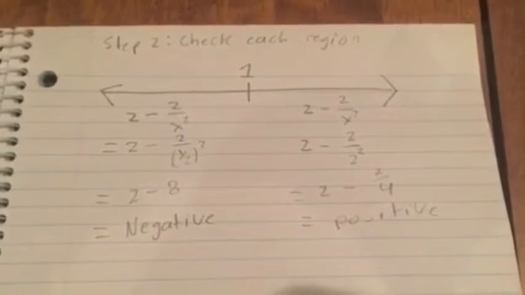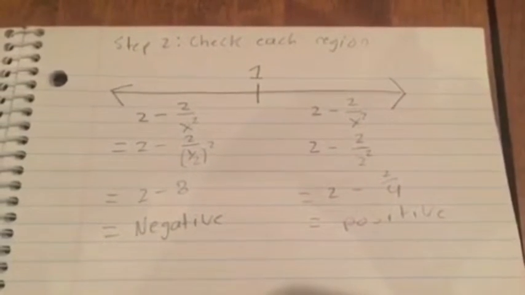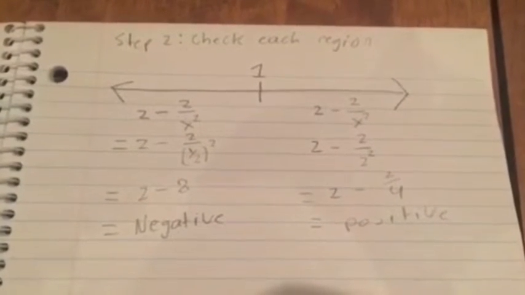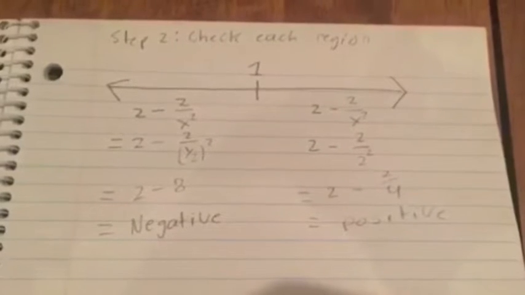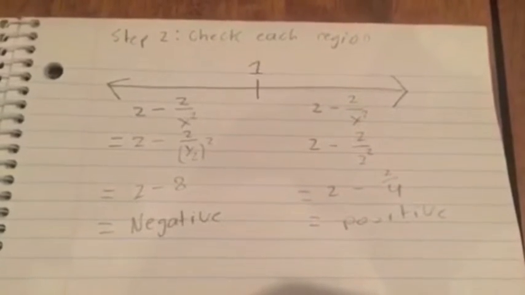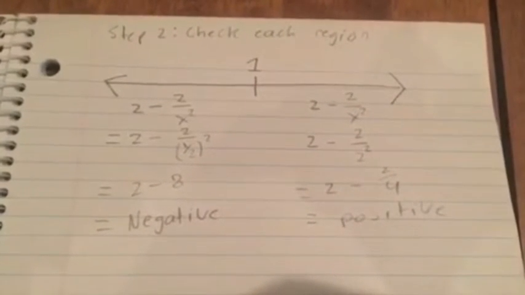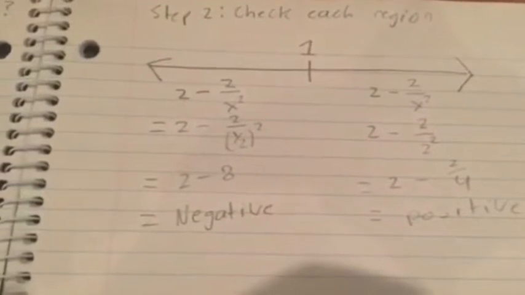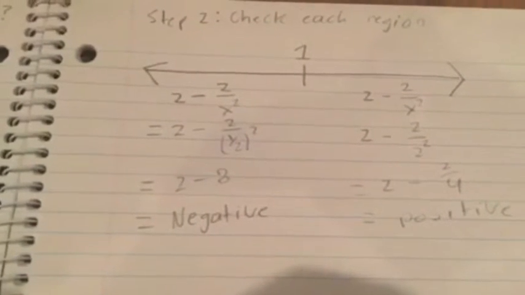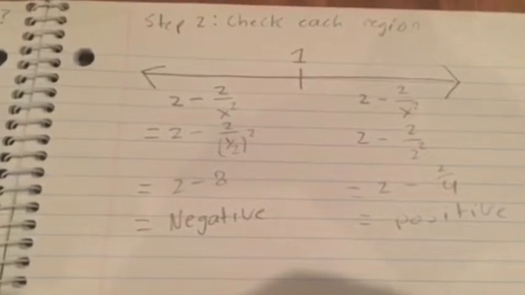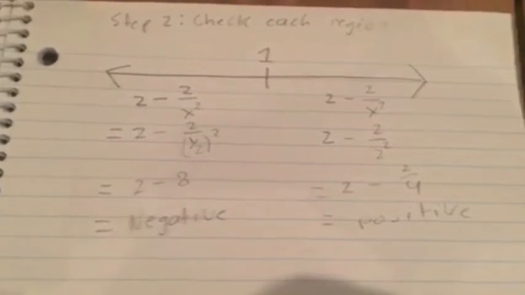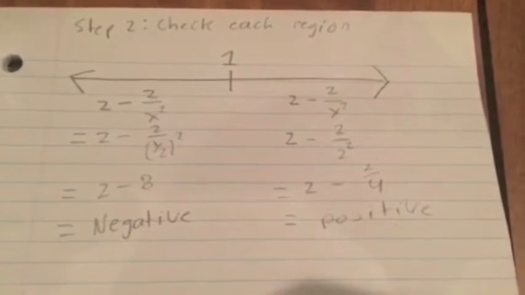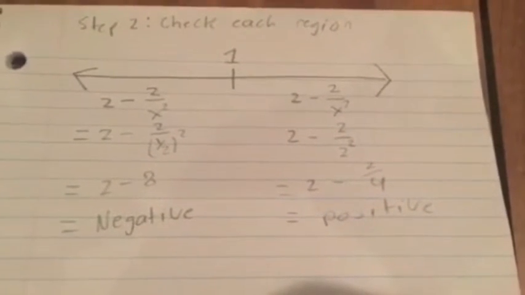For the next step, we can make a number line and check each region of our graph based on our critical numbers. In this case, we only have one critical number, so we're only going to check on each side of it. From -infinity to 1, I plugged in 1/2, and this worked out to be negative. And from 1 to infinity, I plugged in 2, and this worked out to be positive.